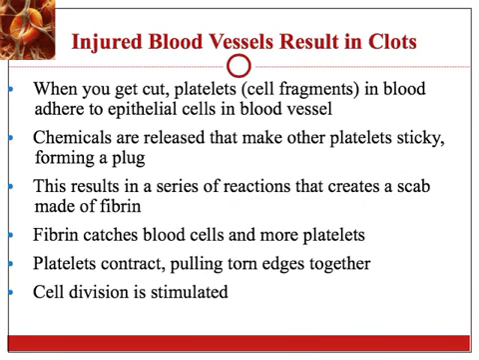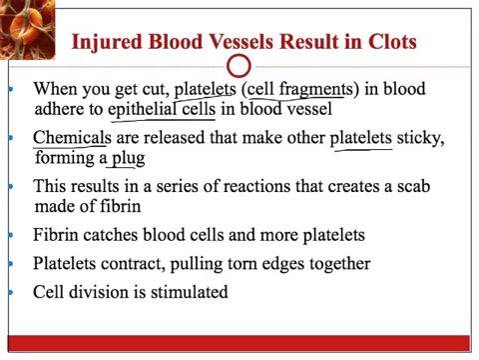The last cell type in blood are platelets. And platelets are kind of funny because they're not actually cells, they're actually cell fragments. What platelets do is, when you get a cut, they stick to the epithelial cells that have been injured, have been cut. And once those platelets stick to those epithelial cells, they start to release chemicals that basically make all the platelets around them sticky, so you get even more platelets sticking to that cut, and that forms a plug so the cut stops bleeding.